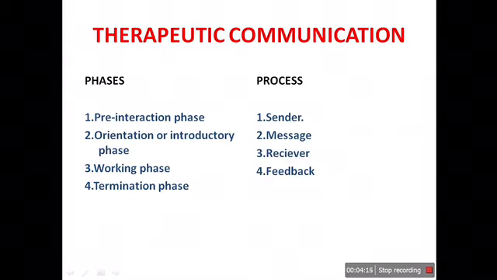The first one is sender. Sender means who sent the message. Second is message. Message means information. Third one is receiver. Receiver is who received the message from the sender. Fourth one is feedback. Feedback means the receiver, after receiving a message from the sender, gives some feedback back to the sender. So for a better communication, we have to clear all these four processes, and any defect in all these four processes will affect our communication.